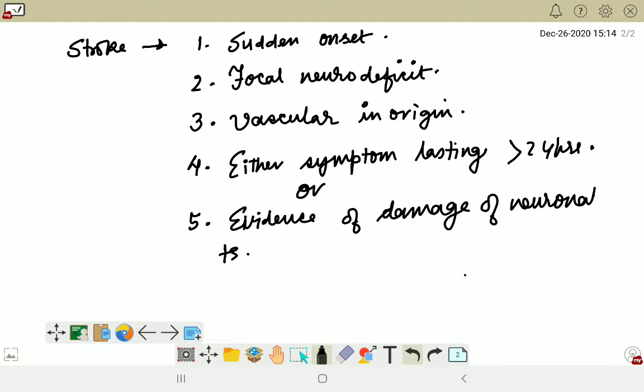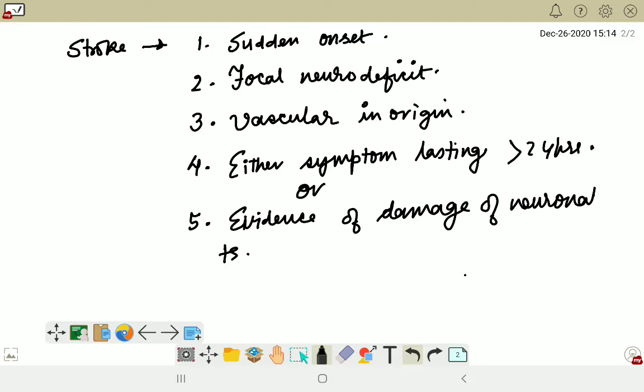First of all, what is focal neurodeficit? Focal neurodeficit is where the deficit is not in the whole of the body, or it is restricted to a part of the body. That's because the artery normally supplies a segment of the brain, and it's usually strictly in one side of the midline. That's why the symptom is usually focal.